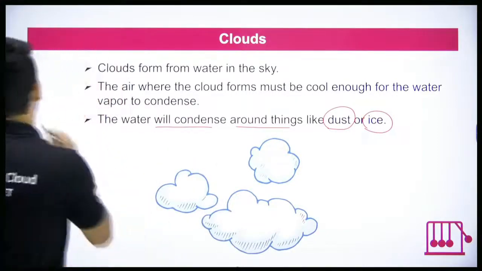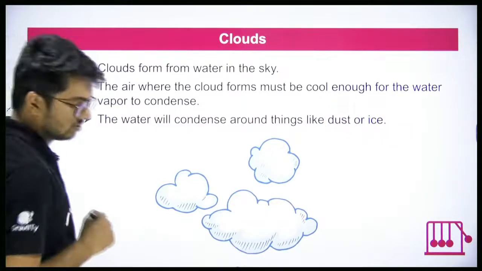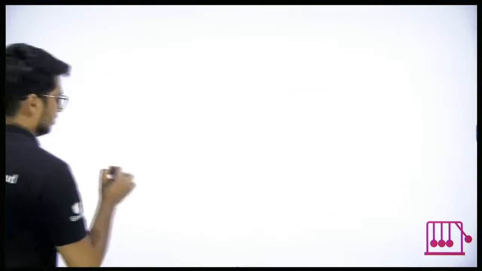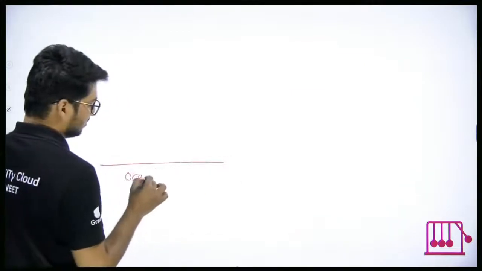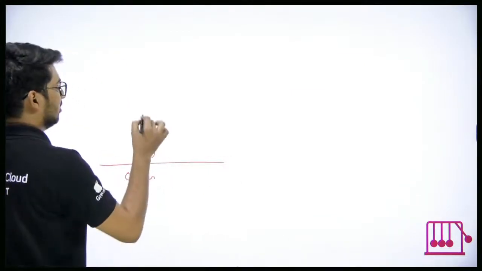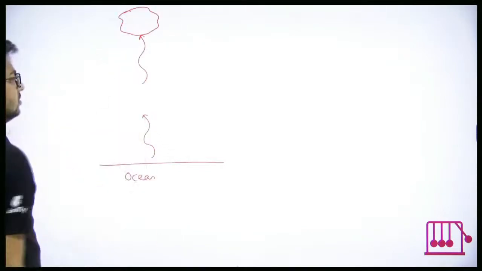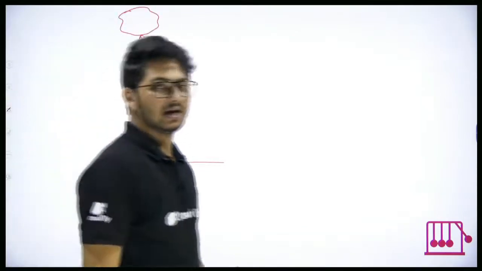Okay, good enough. So these are clouds. So what all did we learn now? We learned about this ocean surface. From the ocean, water evaporates, it goes up, and clouds are formed.